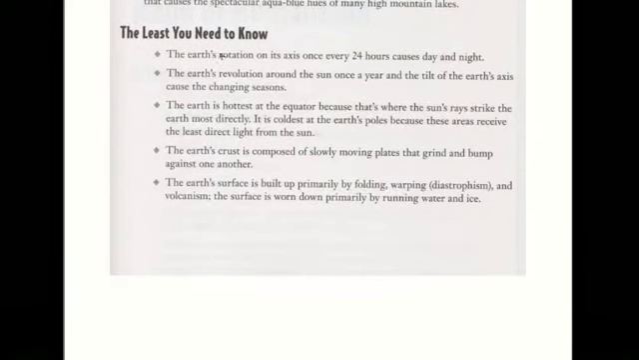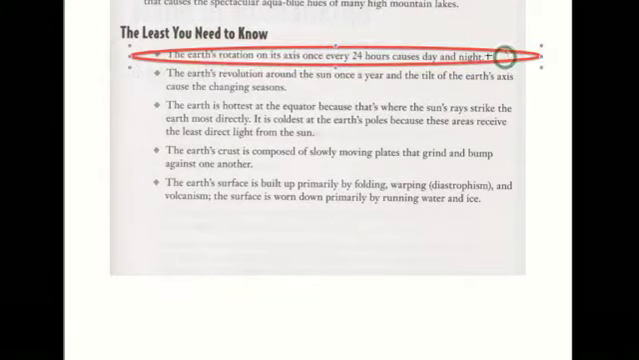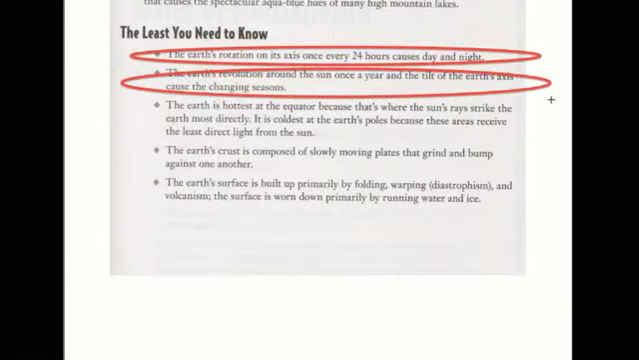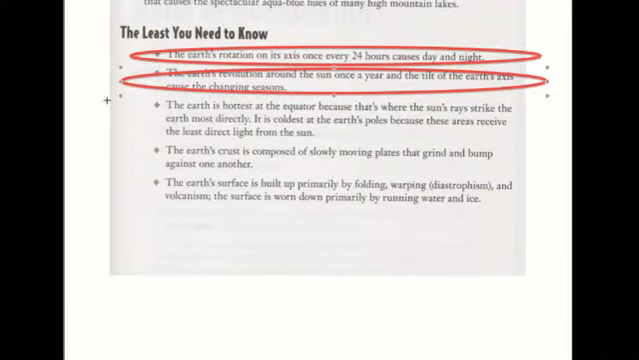The least you need to know from this section. The Earth's rotation on its axis every 24 hours causes day and night. The Earth's revolution around the sun once a year and the tilt of its axis causes the changing of the seasons. The Earth is hottest at the equator because that's where the sun's rays strike the most directly, and it is coldest at the poles because they get the least direct sun.